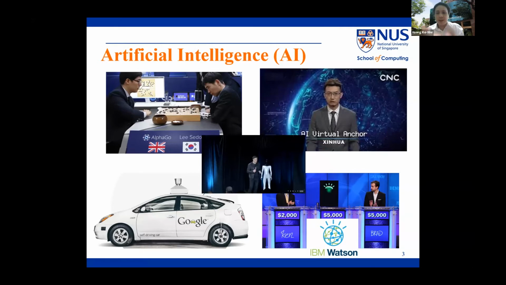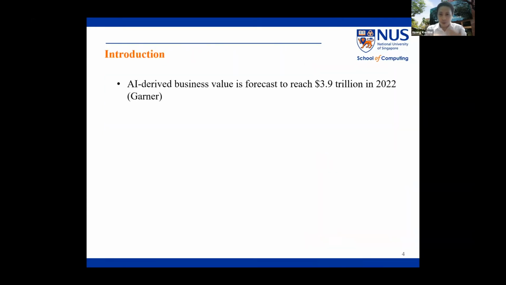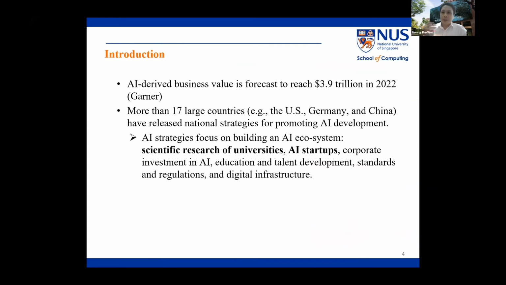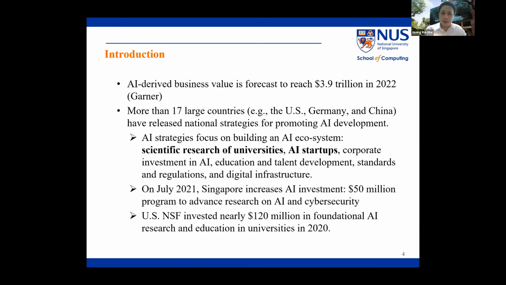So a lot of success and the booming AI applications have led to global interest in investments in AI. The amount is expected to be 3.9 trillion, and all over the world, governments have started to have various kinds of policies to build up AI ecosystems. The important components of AI ecosystems are university research, AI startups, corporate large companies and their investment in AI, the training of AI talents such as engineering or computer science students, and also the related regulations. The focus of our study is university research and AI startups.